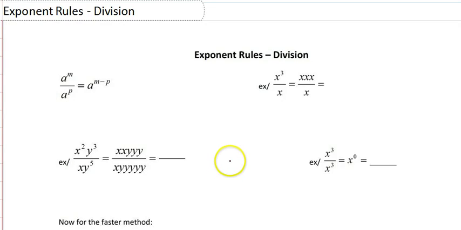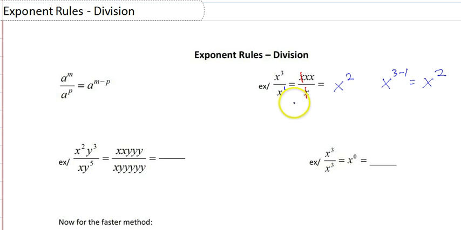This is exponent rules with division. And the exponent rule when you're dividing is to subtract your exponents. And here's the reason why. So if you have x cubed, it would give you this. And if you have x, it's this, of course. And so, just like with normal fractions, you would reduce your fraction, leaving us with x squared. And so if you subtract these, 3 take away 1, that would leave you with x squared.